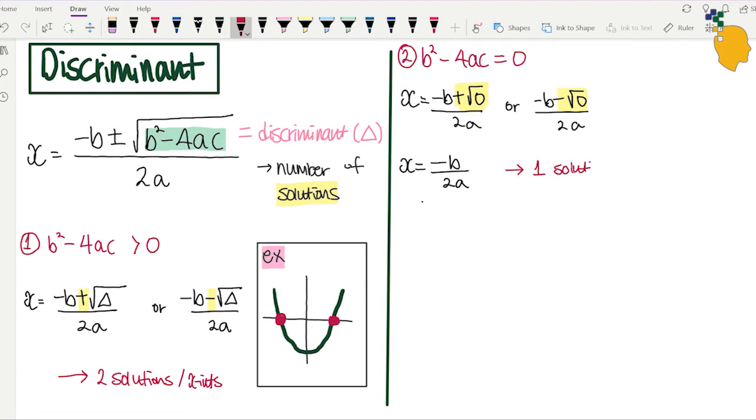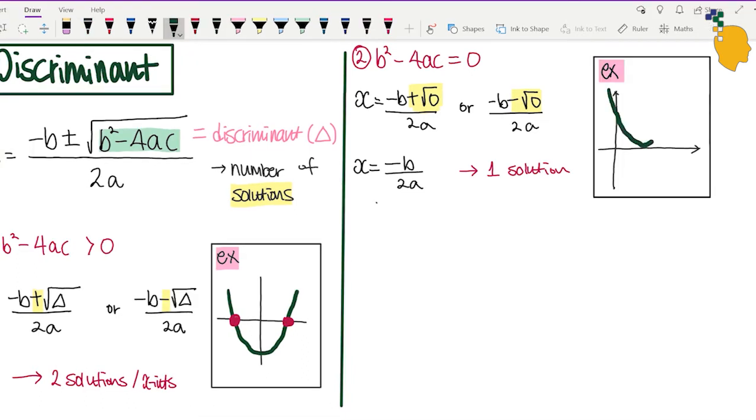So in your graph, it'll look like this. Your parabola will just touch the x-axis.